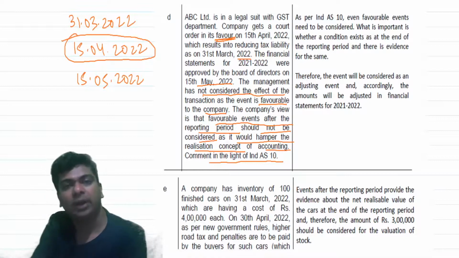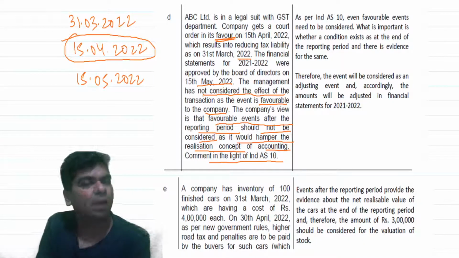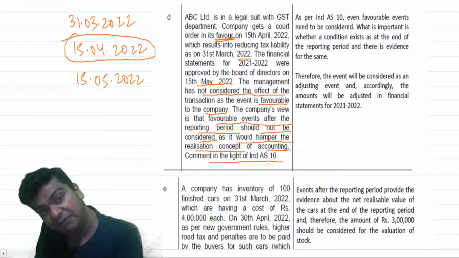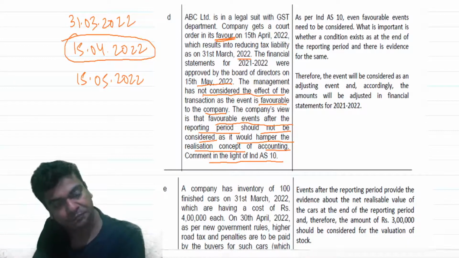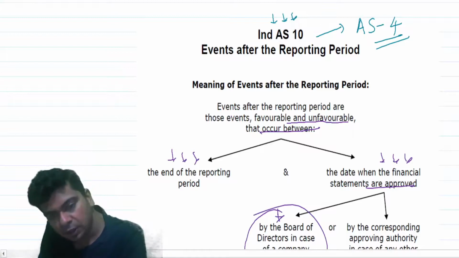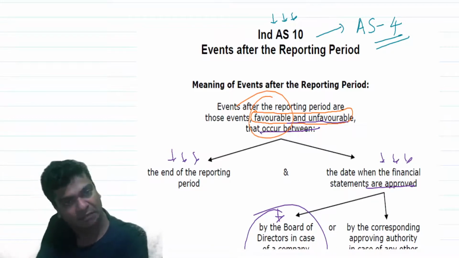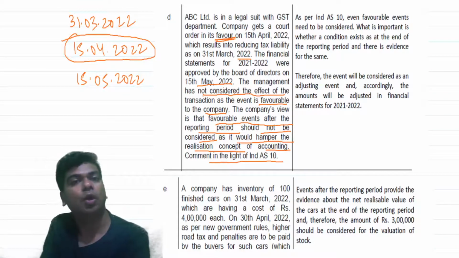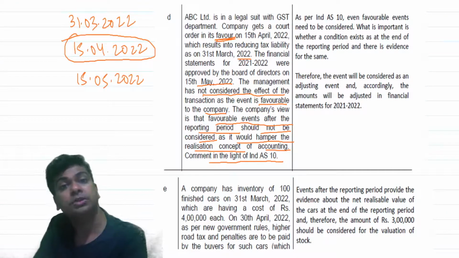They are saying this is an adjusting event, right? They are themselves agreeing it's an adjusting event, but because it is favorable, they have not given effect for the same. When you look into the meaning of event after the reporting period, they have made it very clear in Ind AS 10. Events after the reporting period are those events favorable and unfavorable, right? The words are used. Even favorable events can also be events after the reporting period. What is more important is not favorable and unfavorable. What is more important is adjusting and non-adjusting. This is an adjusting event. Even though it is favorable, so what? Its effect needs to be given. Financial statements need to be restated, and that too for the current year, okay? 2021-22.